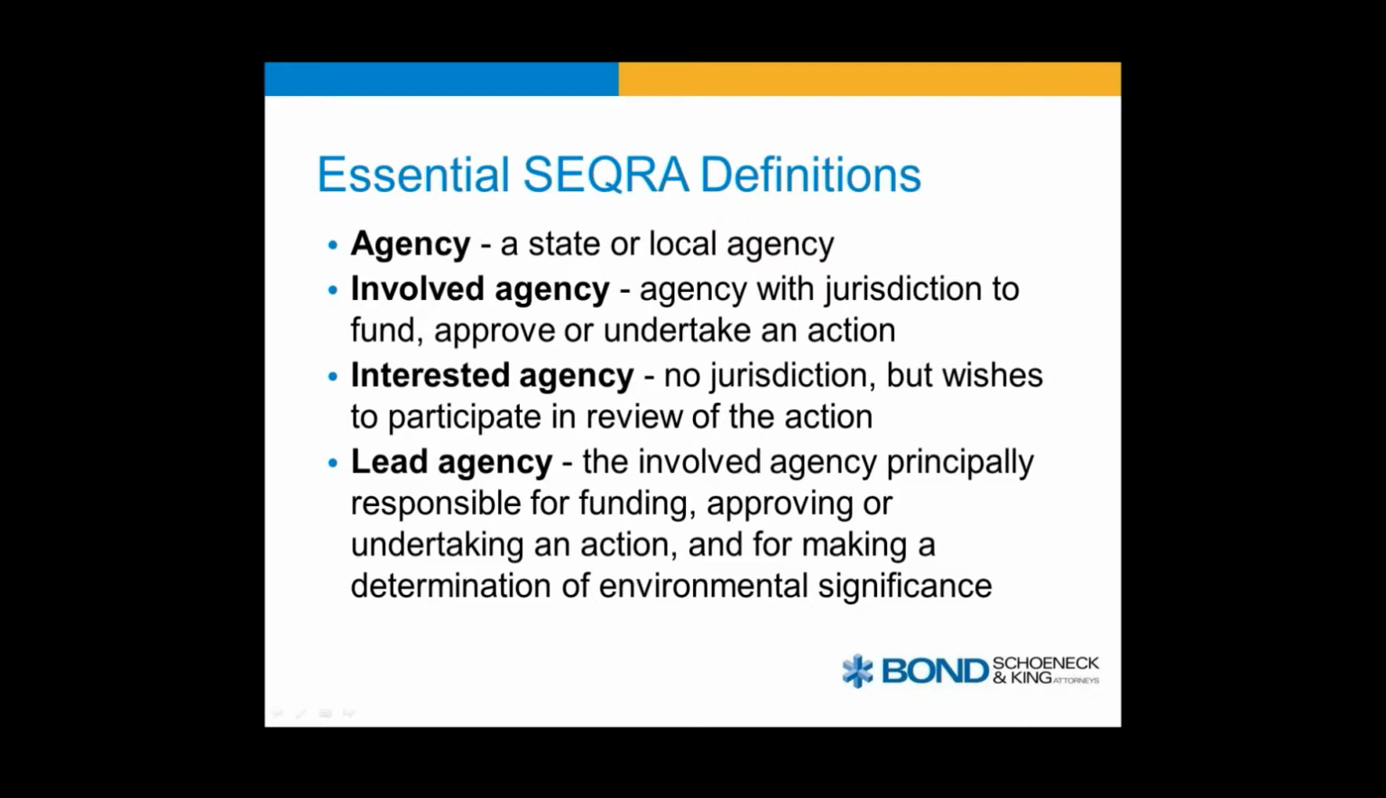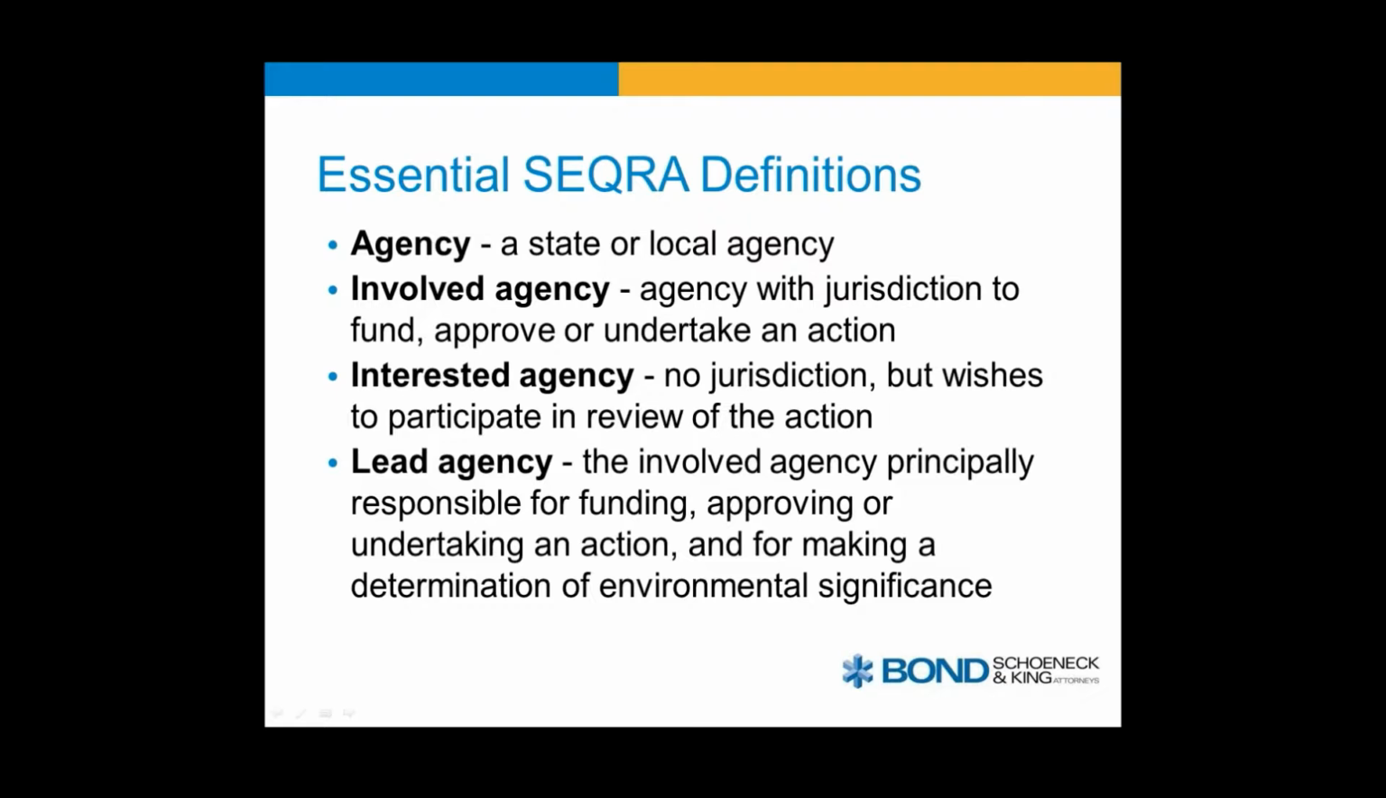And then once you're an agency who's subject to SEQRA, then we have to look at which kind of agency you are in terms of the SEQRA review process. So you have involved agencies. An involved agency is an agency that actually has to make a discretionary decision with respect to the project. So it's an agency that's either going to fund the project, an agency that's going to approve the project, or an agency that's undertaking the project or the action. That's an involved agency. An interested agency is an agency that does not have any approvals to issue with respect to that project or that action, but they want to be involved in the process.